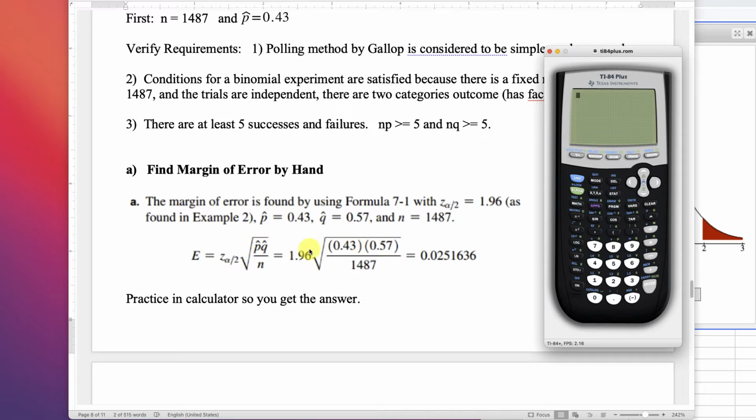I'm going to start in the middle and work outwards. So I'm going to do 0.43 times 0.57 and hit enter. That's those two in the top. Then I'm going to divide that by 1487. Okay, that's scientific notation to a really small number. Now I'm going to square root that. So I go square root answer to get that. Then I'm going to multiply that by 1.96. 0.0251 or 252, right? That's what they have here. So that's the error, margin of error.